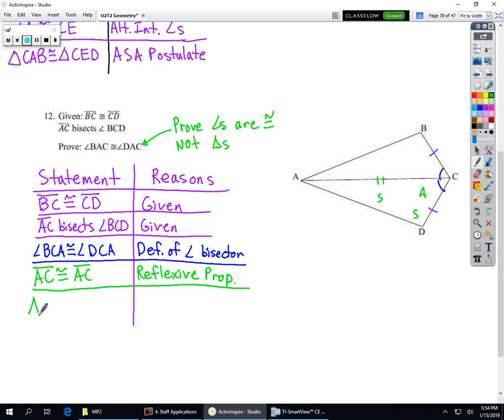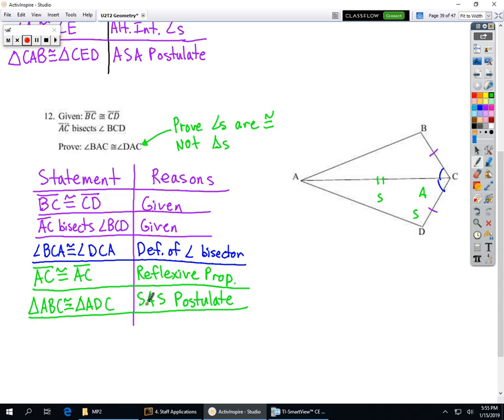So, triangle ABC is congruent to triangle ADC, and this is by the side, angle, side postulate. Okay, SAS. Now, what I'm trying to prove is that these angles are congruent, not that the triangles are congruent. So if you stop here, you're not done. You need to use this information.